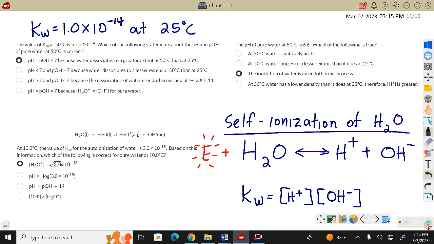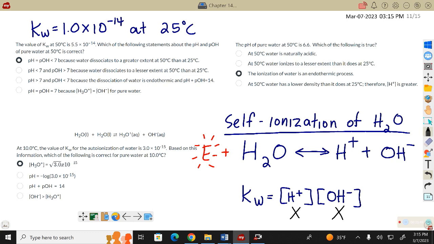Now, to solve for the hydrogen or hydroxide, I can still just take the square root of my Kw. Because again, these guys are going to be the same. So they're going to shift forward. They might be like x and x. So we can say Kw equals x squared. So if I take the square root, I'll get the concentration of hydrogen or hydroxide.